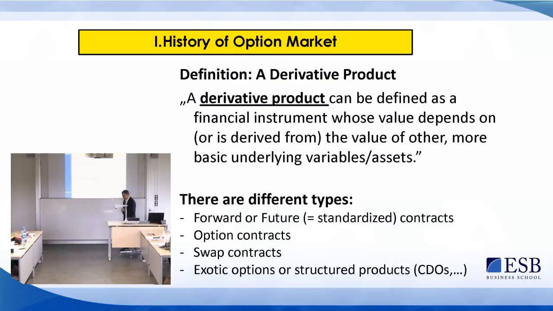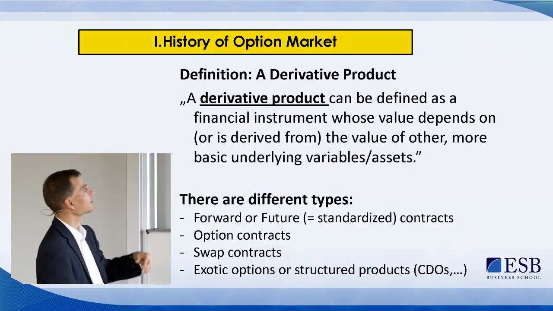So now let me define a derivative. What is a derivative product? And an option is a derivative product. A derivative product can be defined as a financial instrument whose value depends on something else, an asset behind. Yeah?